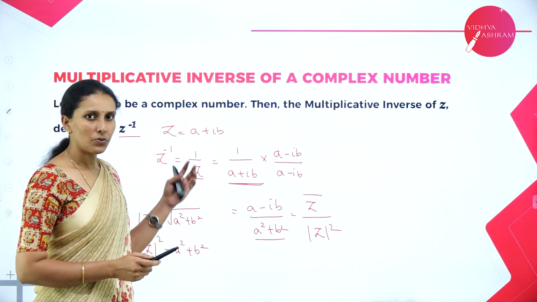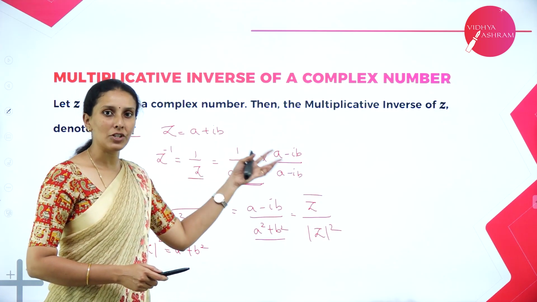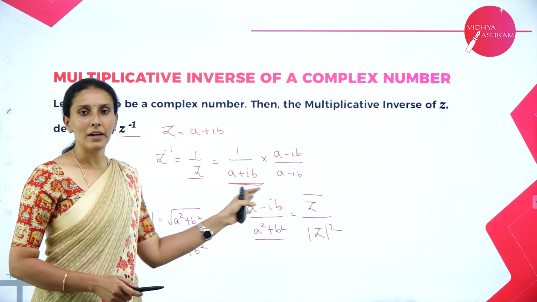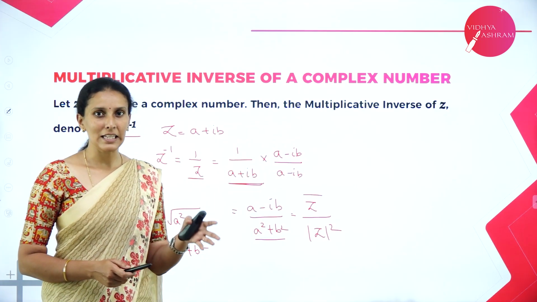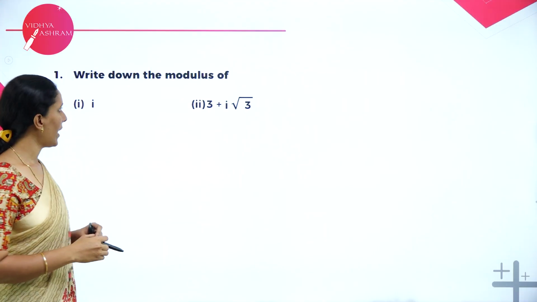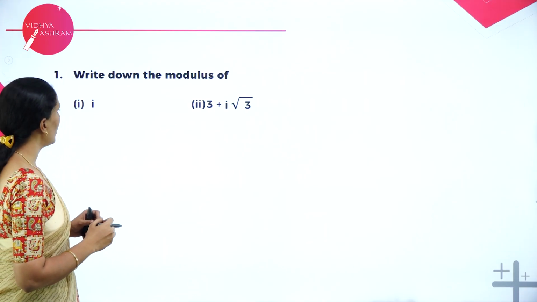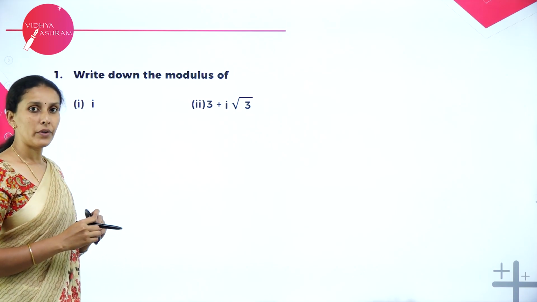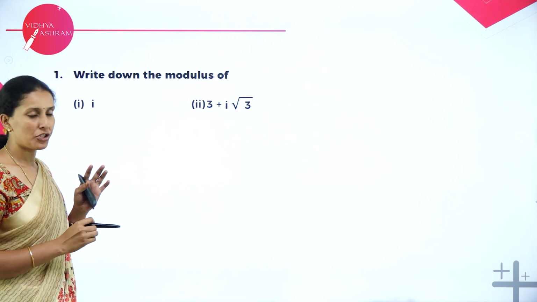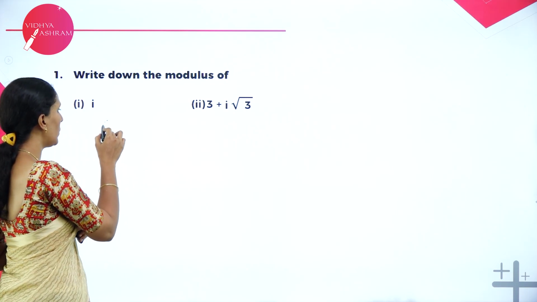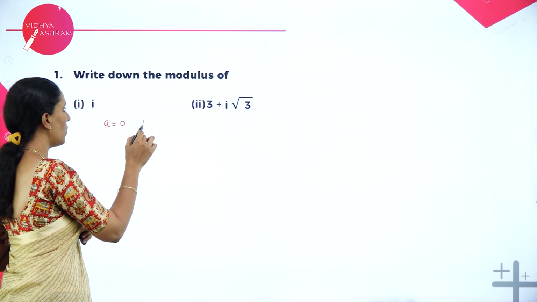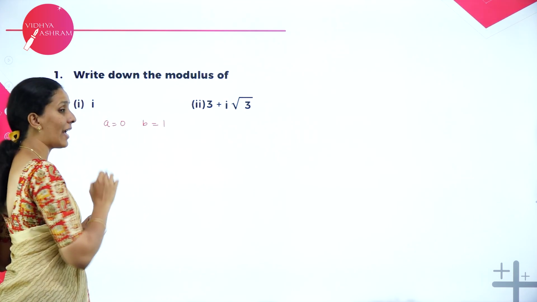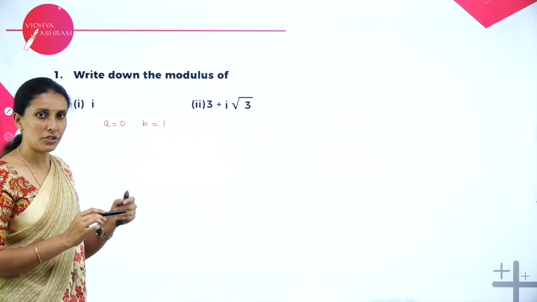The other method is very simple. As you know, you can just rationalize it, write the real part and imaginary part separately, and then simplify. Next, we have to write down the modulus of i. Here we have only the imaginary part. Real part is 0, that means my a value is 0. b value is 1, because i is in the form of 1 into i.